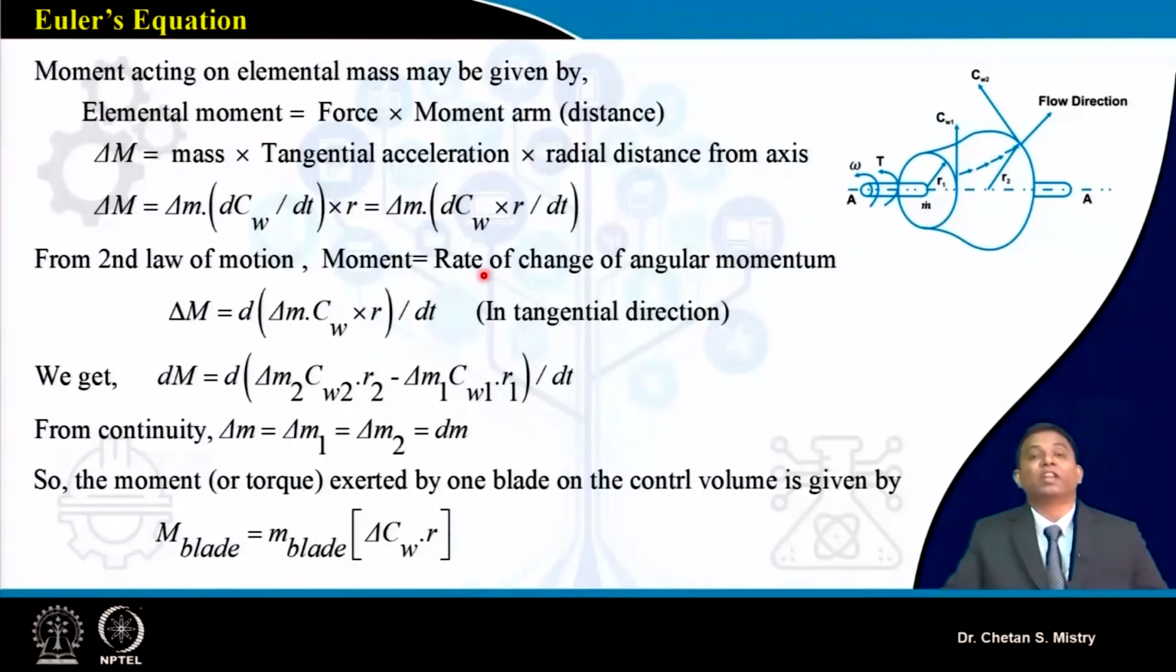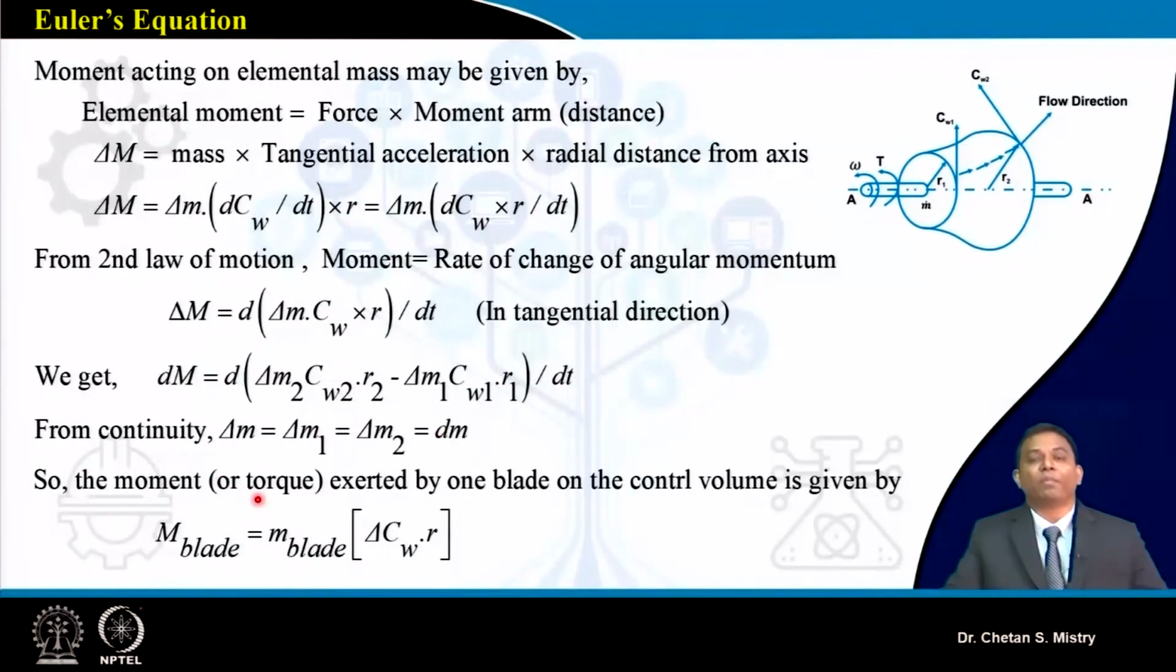Now from our second law of motion, this change of momentum is nothing but the rate of change of angular momentum. If I put that as the rate of change of angular momentum, I can write my delta m in the differential form, and this is in the tangential direction. We will realize why we are interested in the tangential direction. Now this I can represent as delta m2 Cw2 r2 minus delta m1 Cw1 r1, by dt. Now continuity says the mass remains the same.